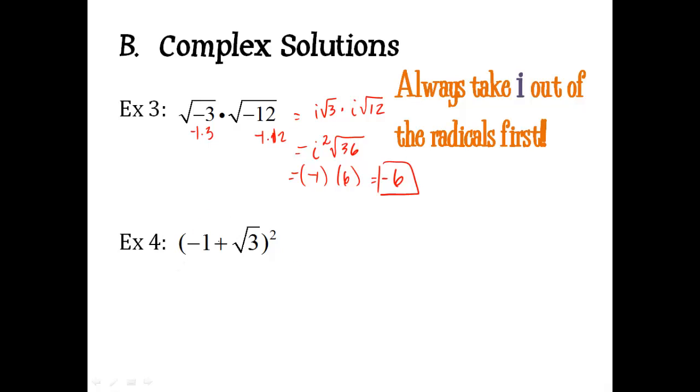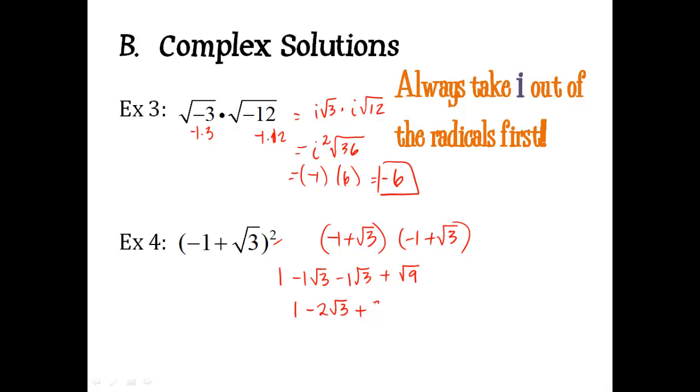All right, look at this complex solution. Negative 1 plus the square root of 3, squared, which means I have to multiply it by itself. FOIL or box it. Negative 1 times negative 1 is 1. Negative 1 square root of 3. Outer, inner, and last. Square root of 3 times square root of 3 is the square root of 9. Okay, let's simplify. 1 minus 2 square root of 3. These are like terms because they have the same radical. Plus square root of 9 is 3. Combine like terms, I get 4 minus 2 square root of 3.